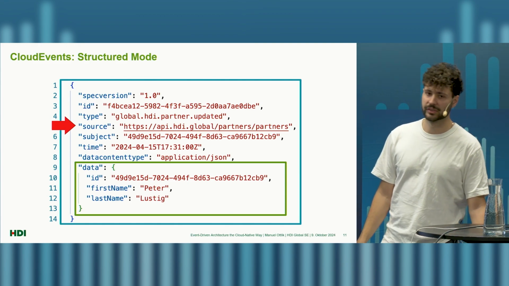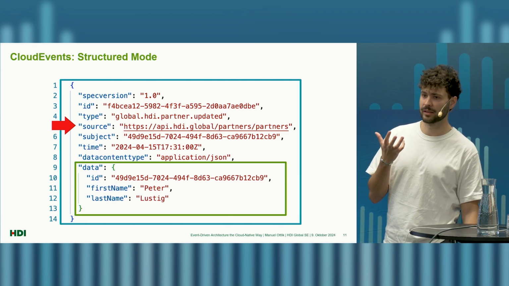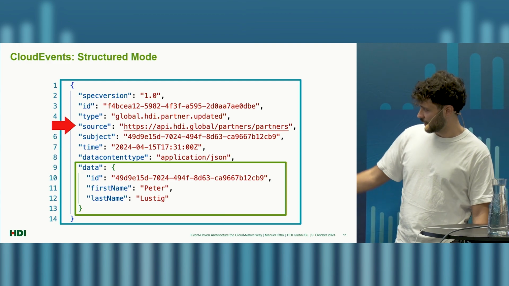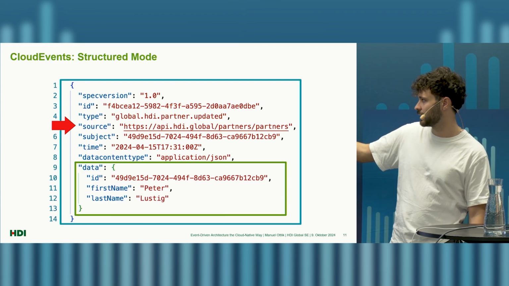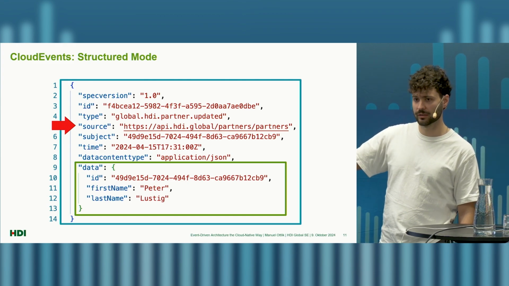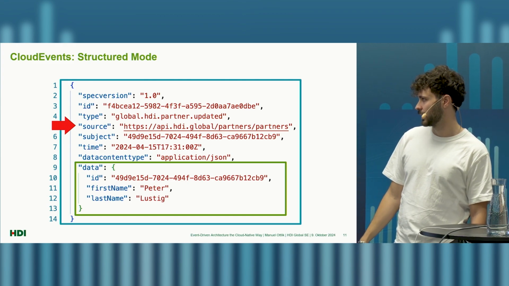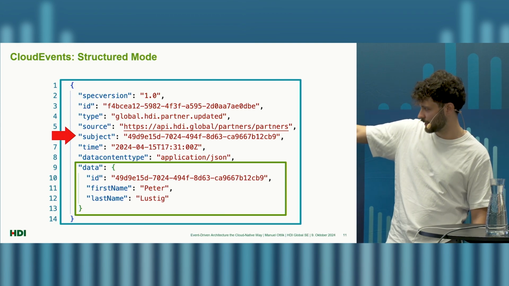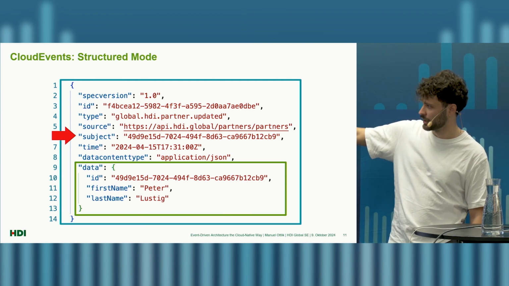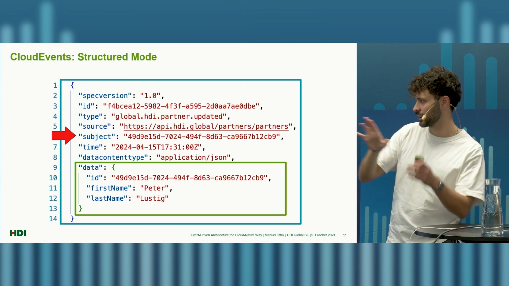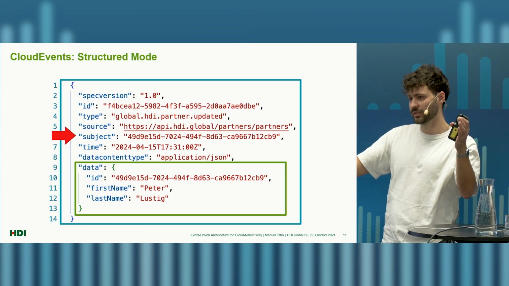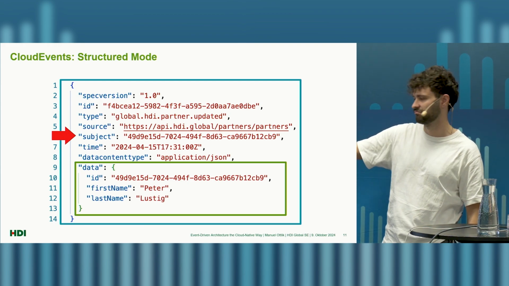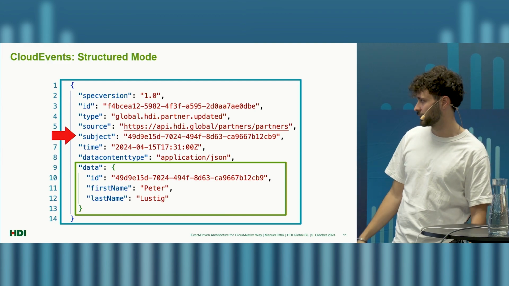Line 5 is the source. This is the system where the event has happened, where it is coming from. And here we are using an HTTP link to the API where you could fetch that object that the event happened in. And this is line number 6, the subject. That is the ID. If you look at line 10, that is the ID of the partner that got updated. So if you now take source and subject and append those, you basically get a valid REST URL where you could look that object up, delete it, or update it, or do whatever to it.